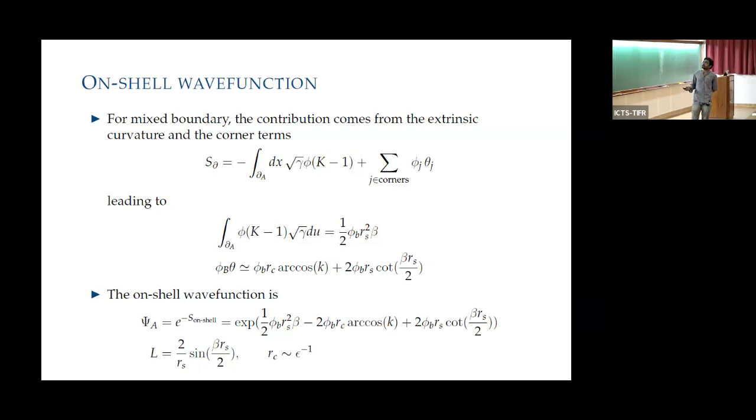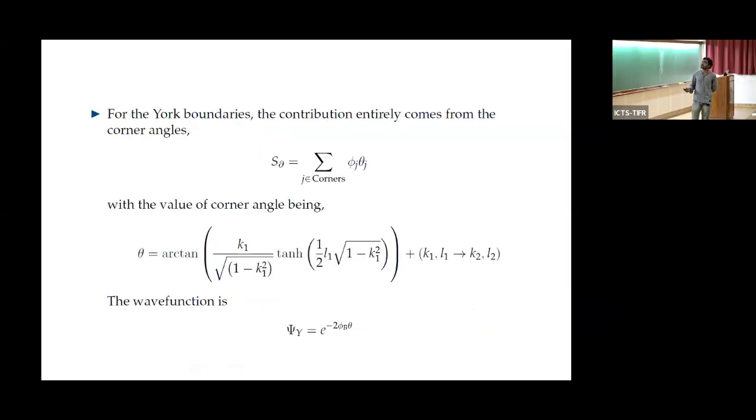Now let me do a similar computation for the one where we have two York boundaries. Now the contribution here comes entirely from the corner angles. There is no Gibbons-Hawking boundary term. And one can straightforwardly again evaluate the value of this corner angle given the data of the extrinsic curvatures of the two slices and the lengths of the two slices. It is some tan inverse function of K1 and L1, and another function where K1 and L1 are replaced by K2 and L2. There are two corners. We have to sum over the corner angles at the two corners, and it will be an identical contribution from the other corner also. And the value of the wave function we get will be something like this.